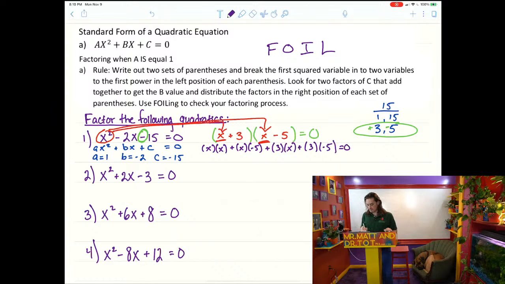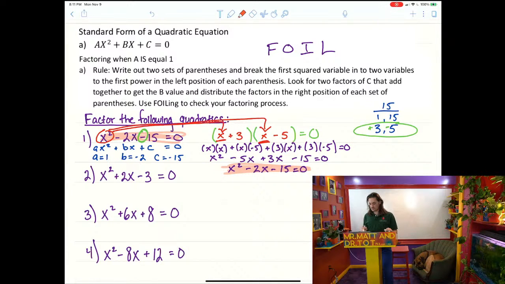Notice that that gives us back x squared minus 5x plus 3x minus 15. And -5x and positive 3x combine into a -2x. So we get back the exact equation that we started with. And so that's a check. So this guy would be your answer in terms of factoring the quadratic.